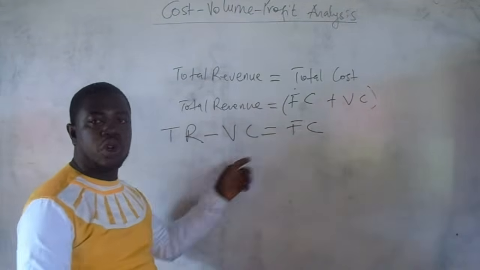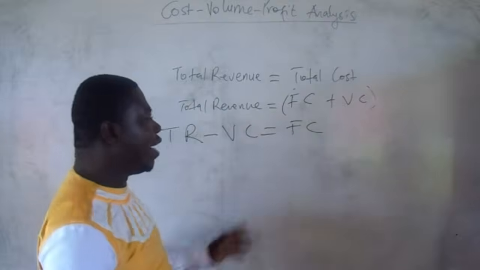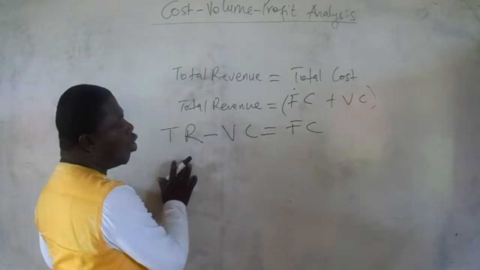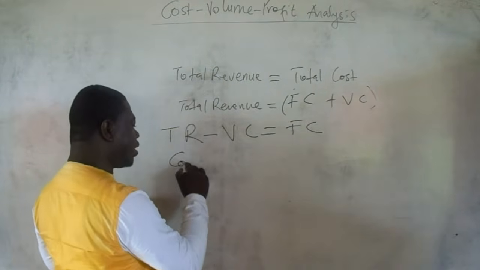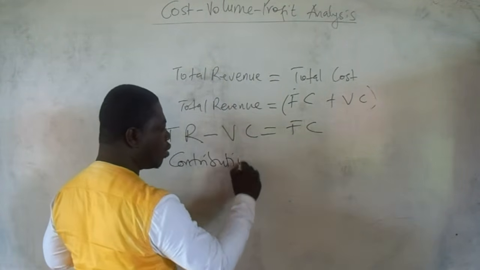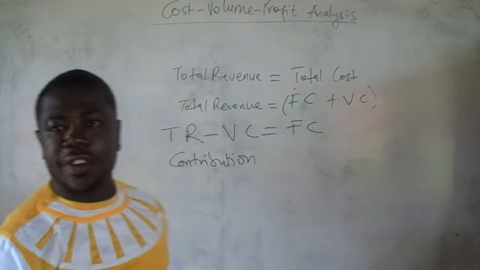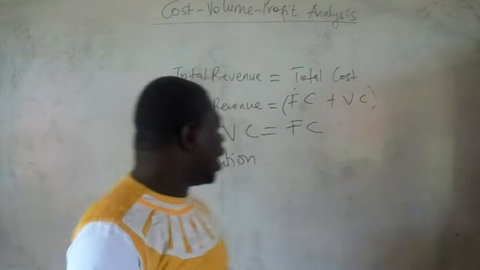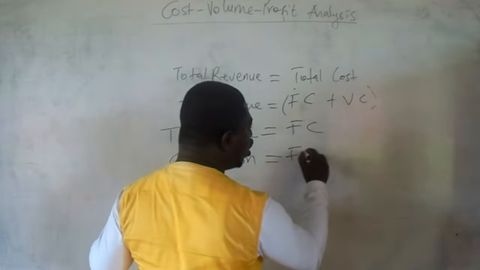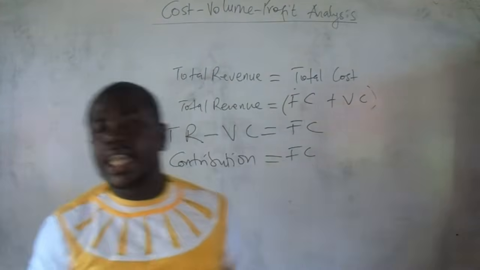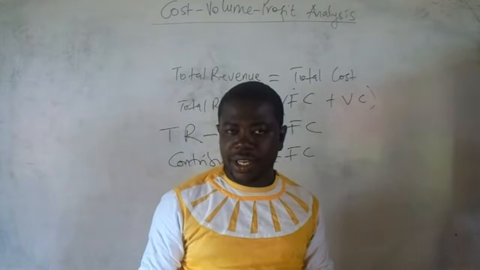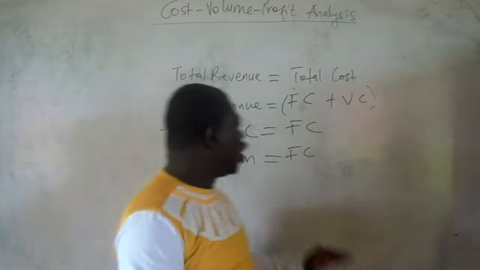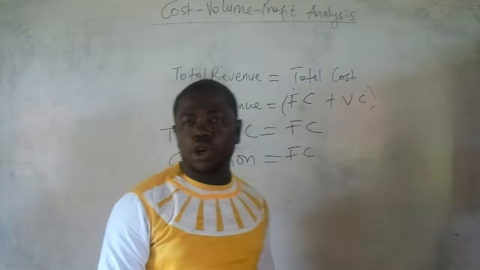Total revenue minus variable cost should give you your fixed cost in a case where there is break-even. And total revenue, or what we call sales revenue, minus variable cost is what we term as contribution. So total revenue minus variable cost is contribution, and so contribution should be equal to your fixed cost. And so, ladies and gentlemen, what I want you to understand is that whenever there is break-even, or whenever the organization is producing at a point where there is no profit nor loss, your contribution should always be equal to your fixed cost.